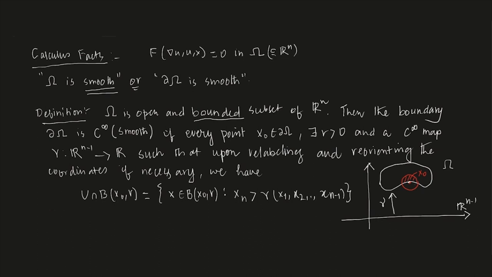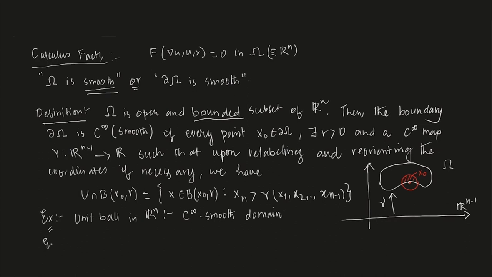So for example, let's say, you see, if you take a unit ball in Rn, definitely you can see that you can always find a function gamma such that this thing happens at every point on the unit ball. So this is a C infinity smooth domain or C infinity domain, whatever you want to call it. Of course, here I'm assuming open and bounded.